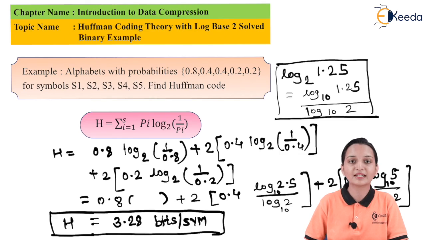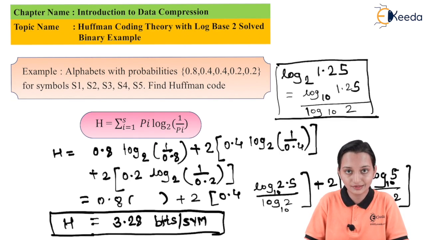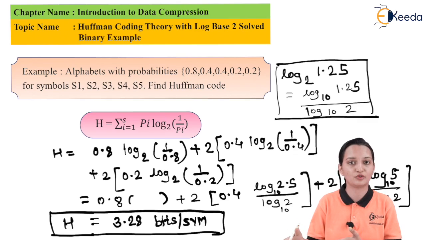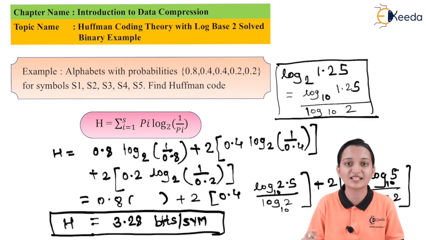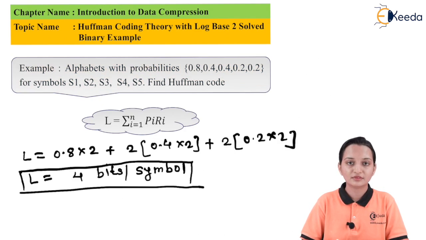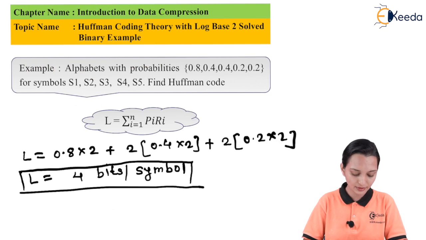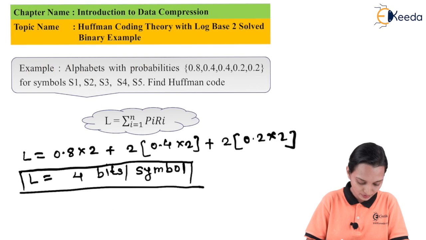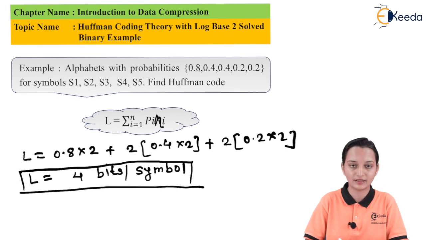So in this way we can calculate the entropy. After that we can calculate the length, so that we can calculate the efficiency. So the next step is calculation of length. Now the next point is to find out the length. Length is nothing but probability into code length, that is Ni.